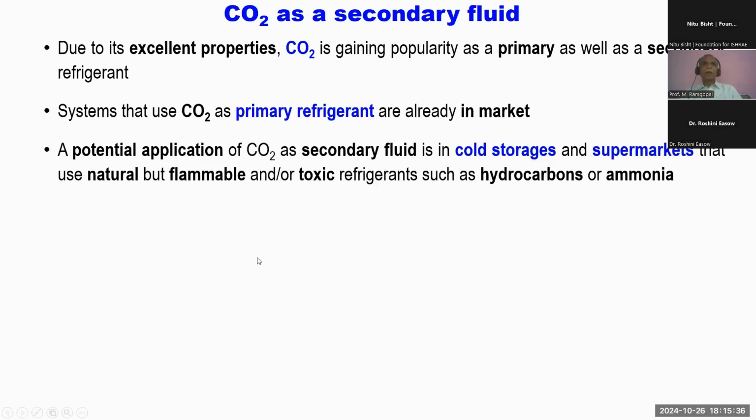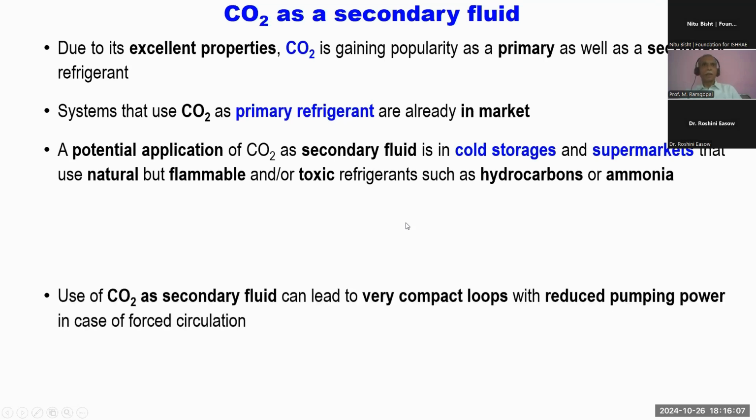So the primary refrigerant application is being established, but CO2 can also be an excellent secondary fluid, particularly for cold storages and supermarkets, because in cold storages we use ammonia in large quantities, and in supermarkets we want to use some refrigerant which is neither toxic nor flammable. So under these circumstances, one can think of a secondary loop system with CO2 as a secondary fluid and using hydrocarbon or ammonia as a primary refrigerant.